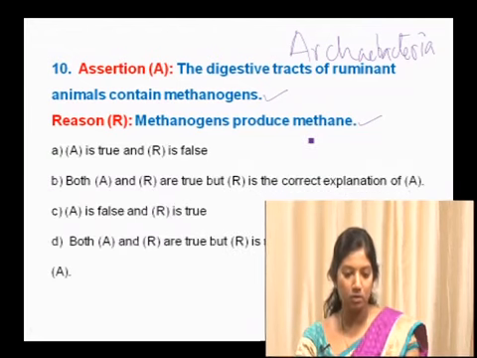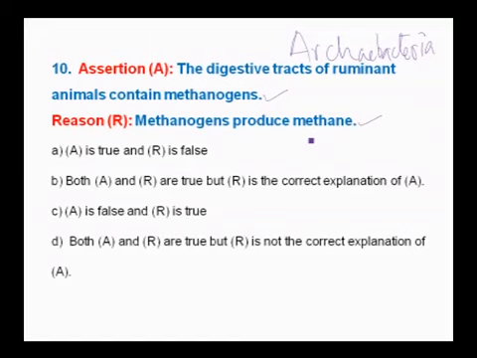So let us see the options. A: A is true, R is false. Then, both A and R are true, and R is the correct explanation. This is also wrong. Option B: A is false. That is wrong because it is a correct statement. Both A and R are true, but R is not the correct explanation. This is the right option. Both the statements are true, but methanogens produce methane is not the reason or justification which supports the assertion. That's why D is the right option.